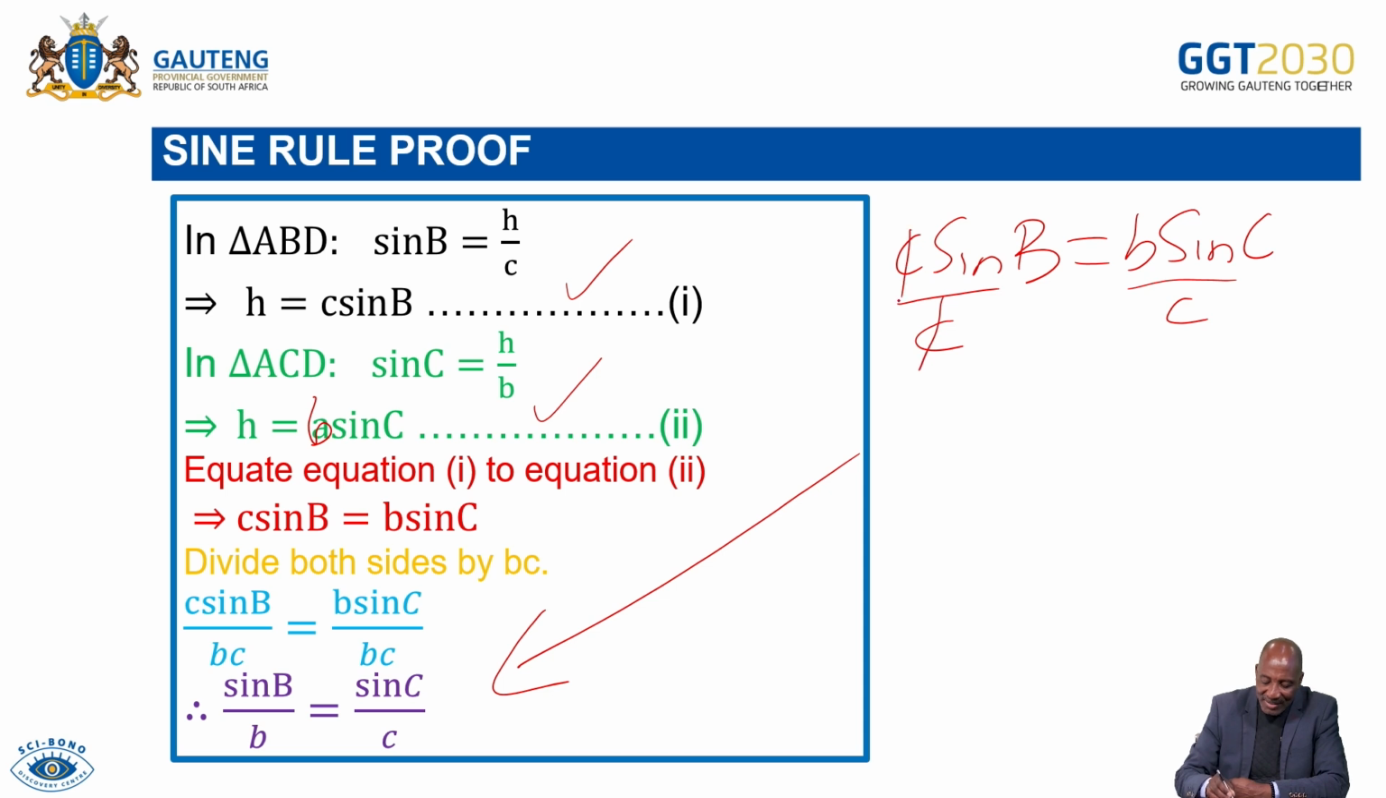The C's will divide and go. That's what I'm saying. I don't want C with B. So I'm going to divide both sides by C. Then I will sit with sine of B is equal to B sine of C divided by C.